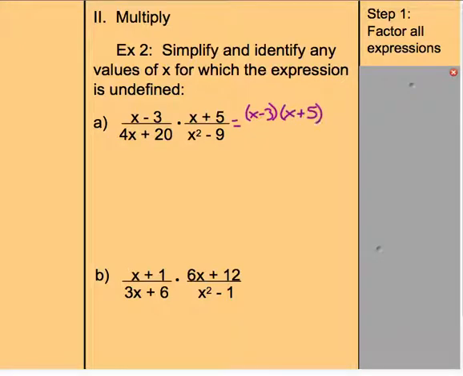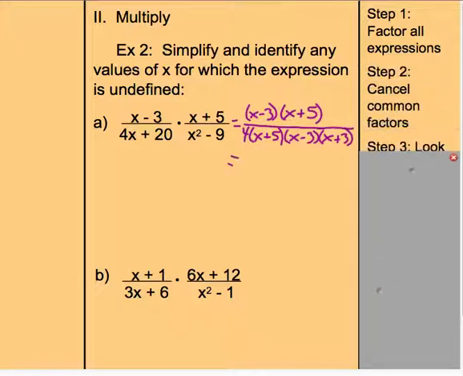You can go ahead as you're multiplying and write them as one fraction because you can cancel factors from different fractions. So 4x plus 20, my first denominator, has a GCF of 4. And my x squared minus 9 is a difference of squares, so I can factor that into conjugates. Cancel any common factors that you see.